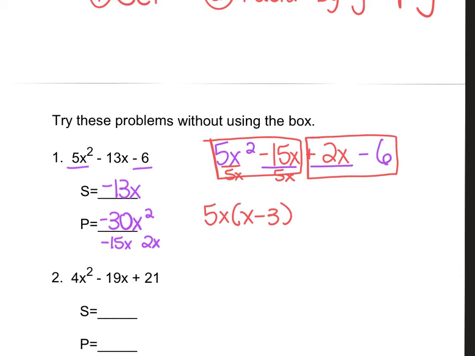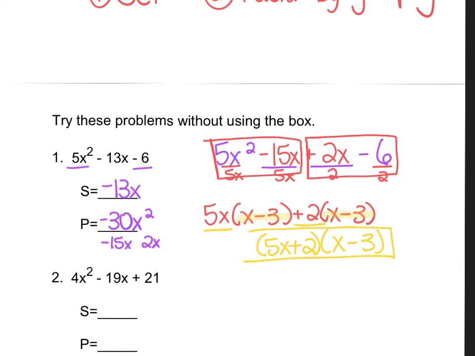So for the second one, all I can see in common is I'm going to pull out a 2 and then divide everything by 2. And I'm going to be left with x minus 3 in the parentheses, which is, again, exactly what I want because they need to match in order to form one of the terms. And then 5x plus 2 is going to make my second factor. And that's it.